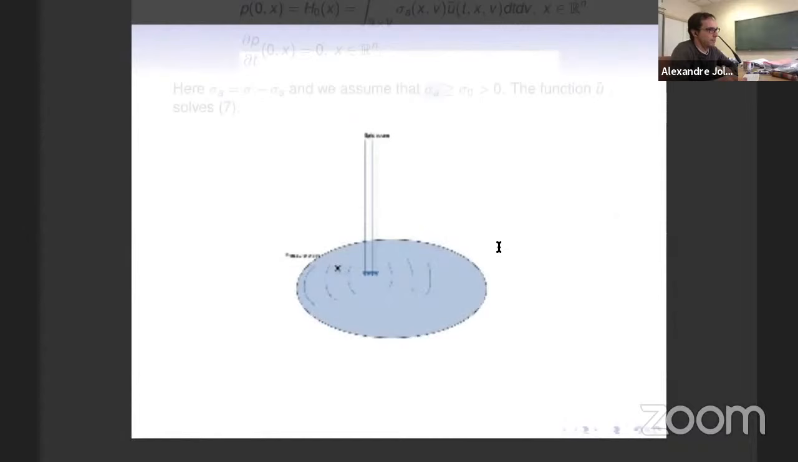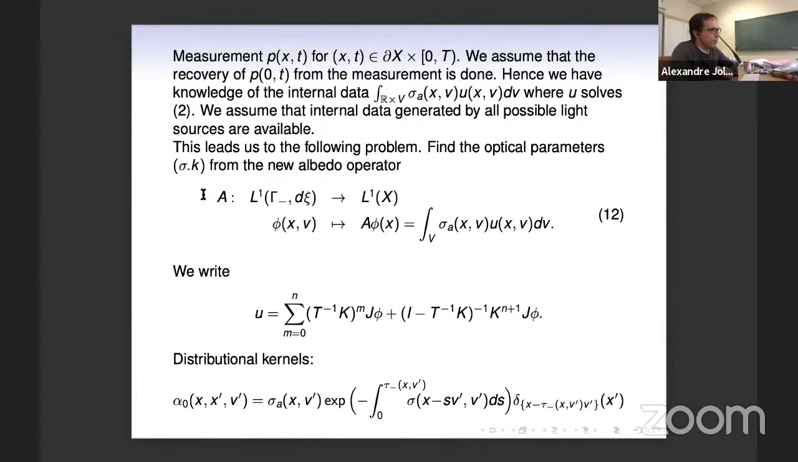So now our measurement operator is A, the new albedo A, which sends the light source phi to the following L1 function on the space domain big X, and this is given by the thermal energy. So one main difference between the last problems I showed you and this new problem is that we now have internal knowledge of the domain through this quantity. Our measurements are internal measurements.